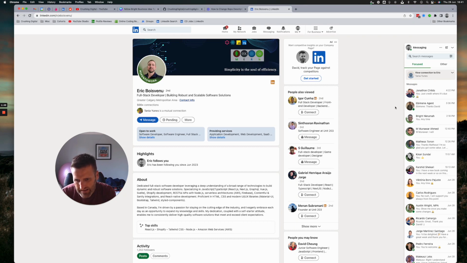But good. Get down to the About section, dedicated full stack software developer, leveraging a deep understanding of a broad range of technologies, blah, blah, blah, specializing in JavaScript, TypeScript, React, Next, GraphQL, Vue, Svelte, Shopify development, RESTful APIs with Node, serverless architecture. Oh, AWS. That's what I'd put up in the headline. I'd put Node, React, and AWS. Those are the most common requirements. That's awesome. Contentful, Sanity integrations, React Native development.